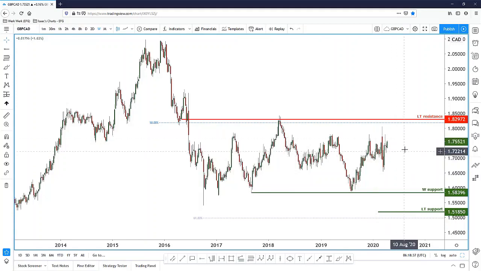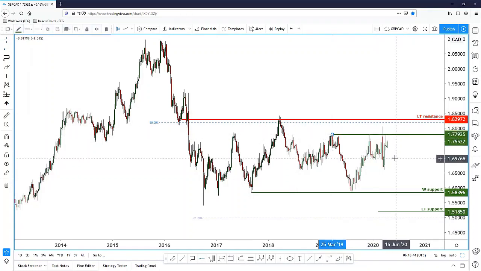Now that we've got our weekly support, we want to look for our weekly resistance. Graphically speaking, there's sort of a resistance here.